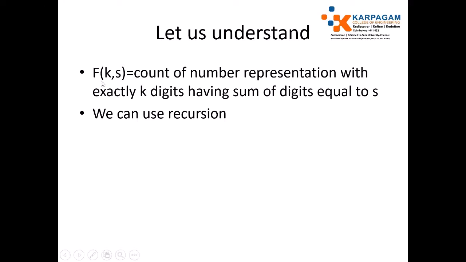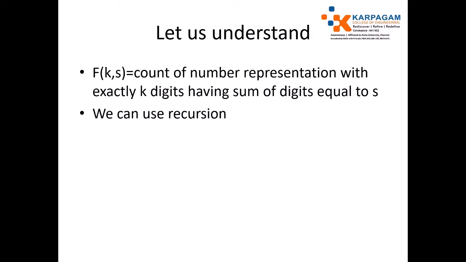Consider f is the function which accepts two arguments k and s, called f of k comma s, which is equal to the count of number representations with exactly k digits having sum of digits equal to s. Okay. So consider f of k comma s is the count of number representations with exactly k digits having sum of digits equal to s.